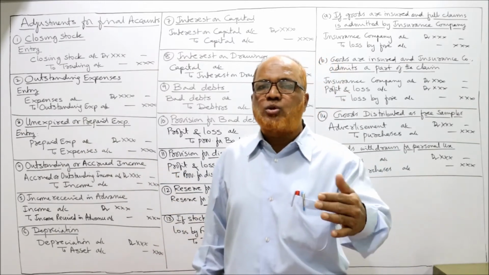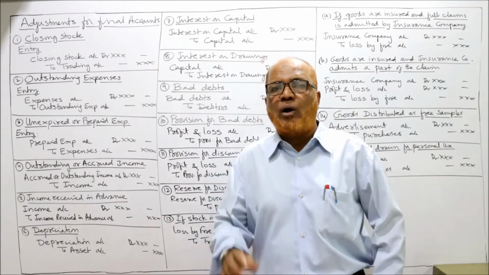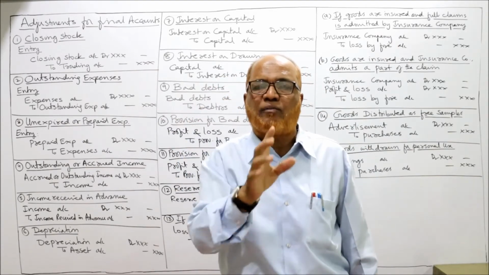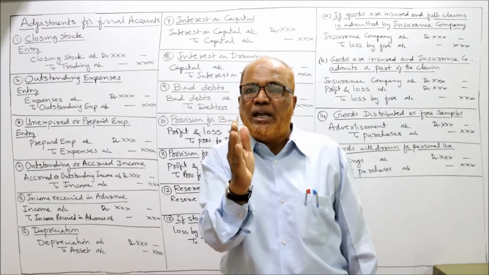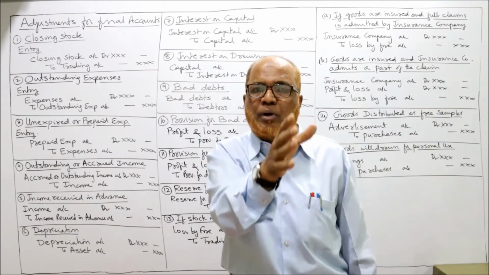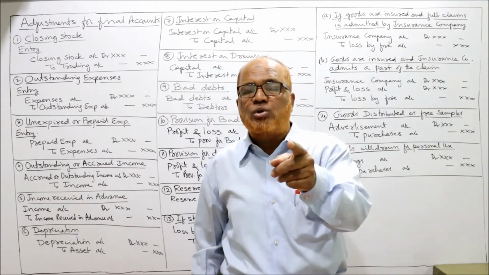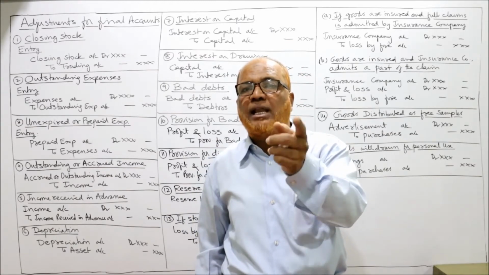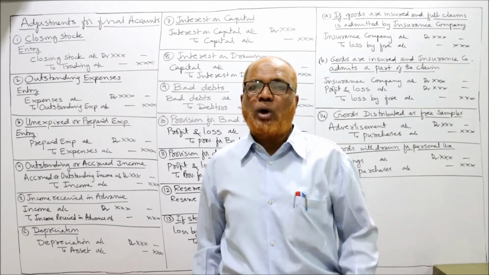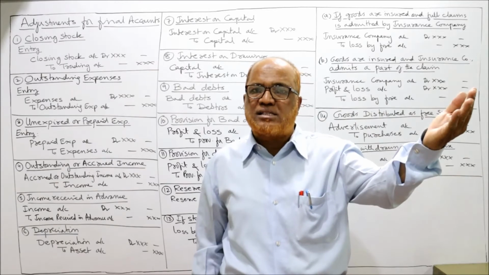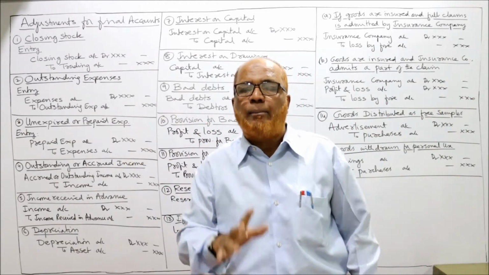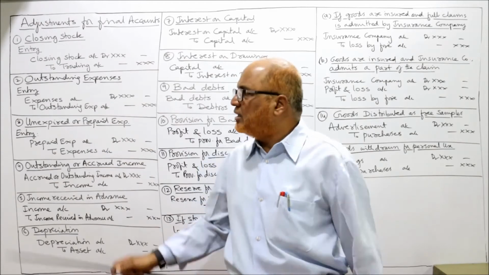Now what is the effect? What is the treatment? The outstanding expenses are added to the expenses in the trading and profit and loss account. Again, these outstanding expenses will be taken on the liability side of the balance sheet. So add outstanding salaries to salaries in the P&L account, and outstanding salary will be shown on the liability side of the balance sheet. That is outstanding.